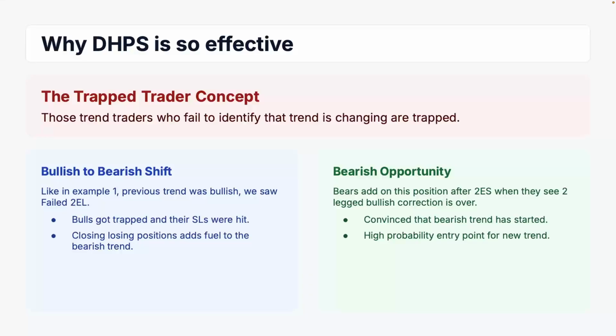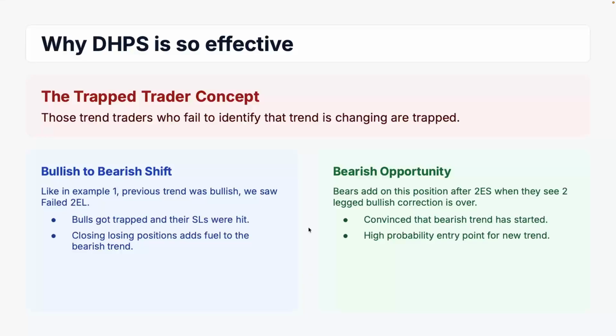Those trend traders who fail to identify that the trend is changing are trapped. They are looking for the price action to move in the initial trending direction, but the trend is already changing. They fail to identify that the price is moving from below 21 EMA to above 21 EMA, or the reverse. They fail to see that the trend line has broken and the new trend line is getting formed. So these traders will get trapped here.